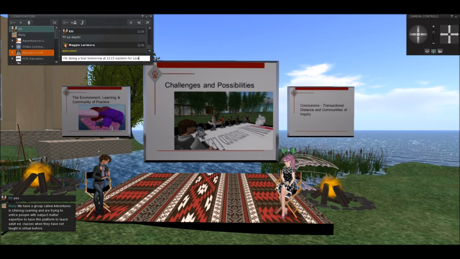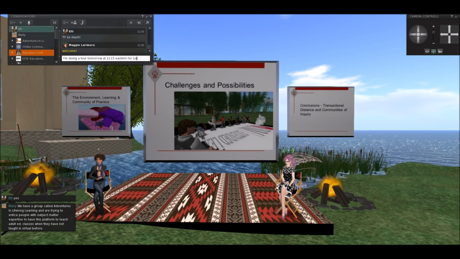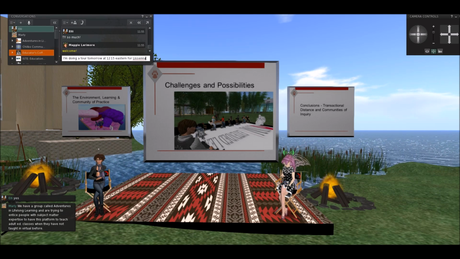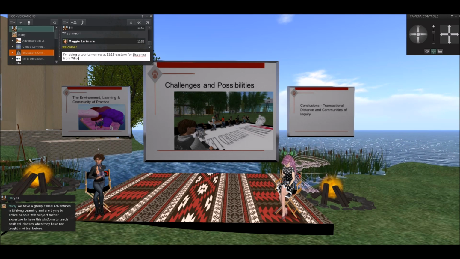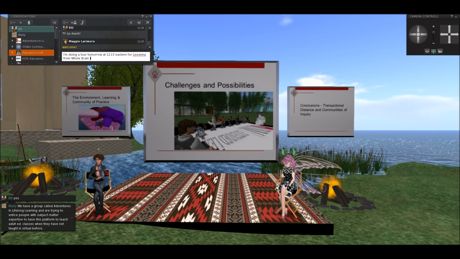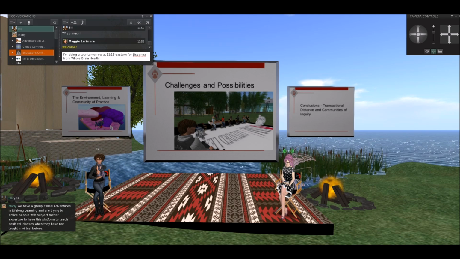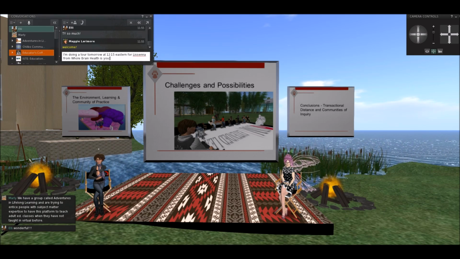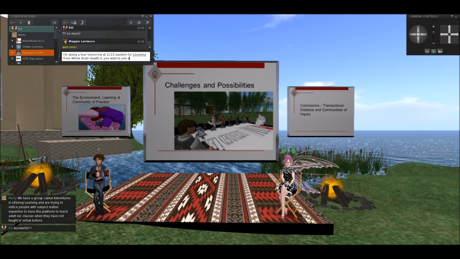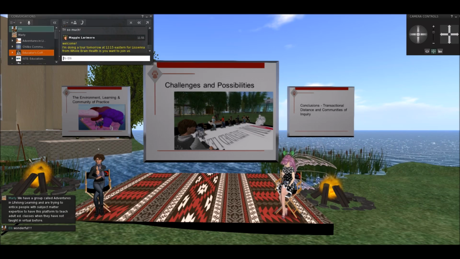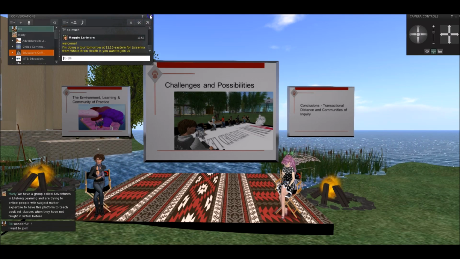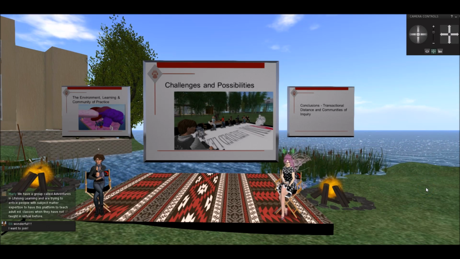But the challenge, for me, is making the non-believers believe. And I'm a firm supporter and believer in the virtual world. It's how do we get those people who don't have an open mind about it to consider it and see the amazing things that can be done in here.